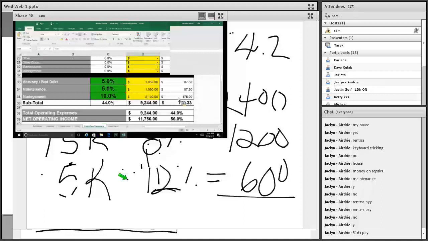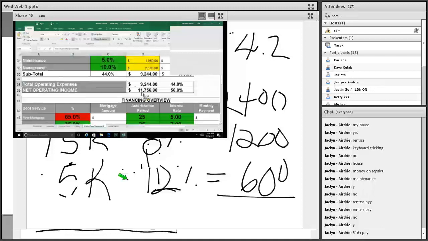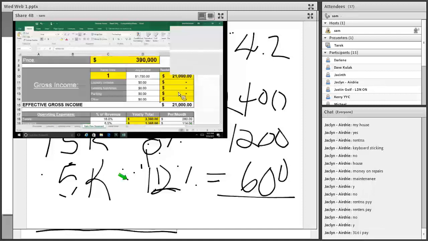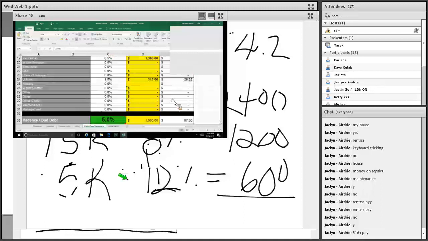Okay. So we look at net operating expense. Let's look at net operating income. It is 11,756. The net operating expense is 9,244. That's 44% of what? Of the gross, which is the gross income of 21,000. Does everybody see that? 21,000 is the gross income. We take away the expenses. That's 44%. Net operating income is 56.